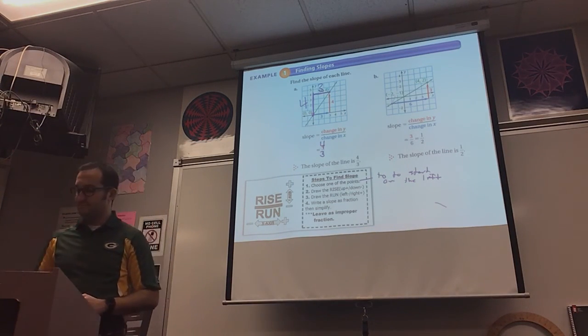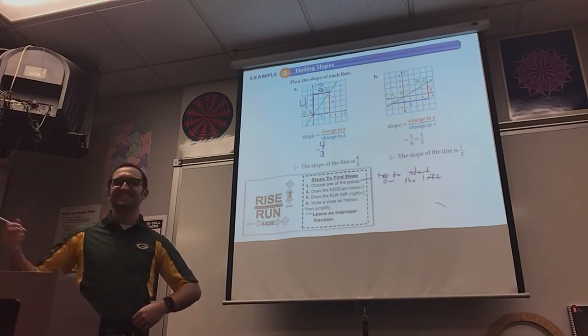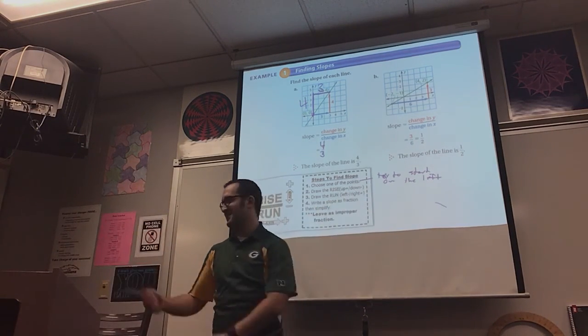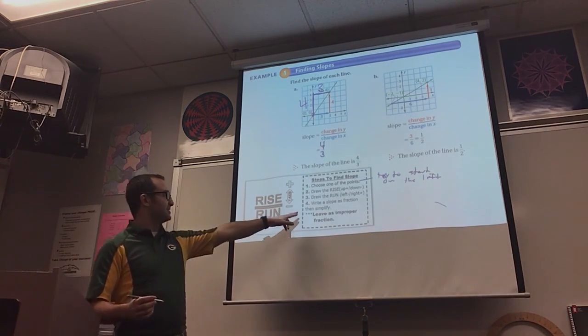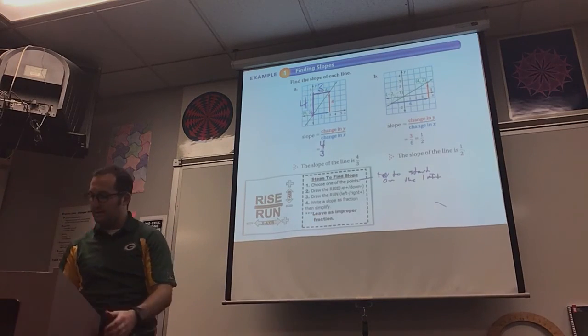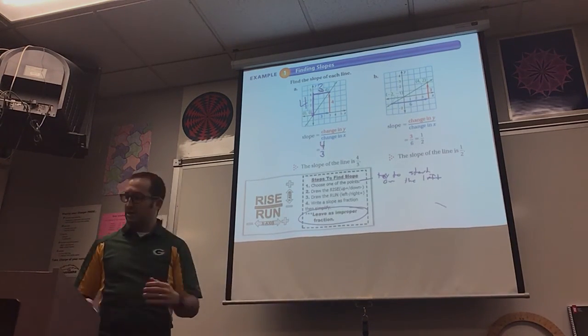Question? You wrote 2 to start. Thanks, I was supposed to say try to start on the left. Thank you. Let's look at the next one. So we write a slope as a fraction. That's the key. You have to leave it as an improper fraction. Okay? Let's look at letter B.